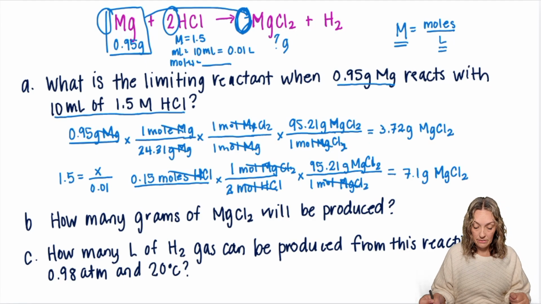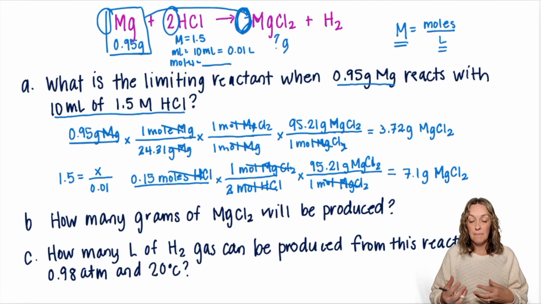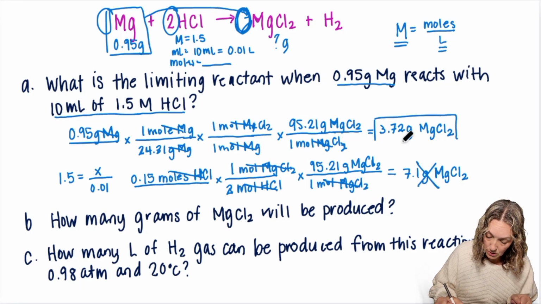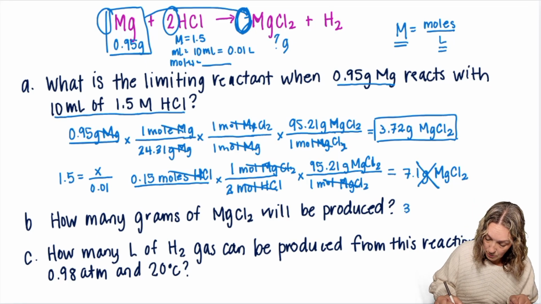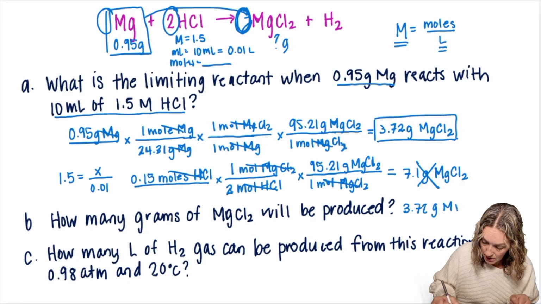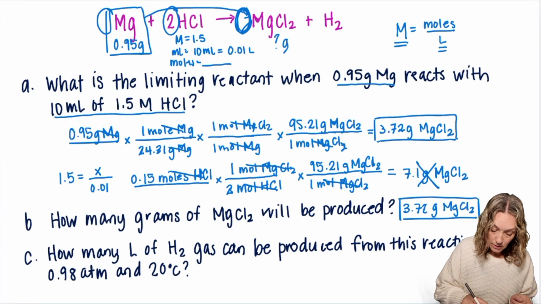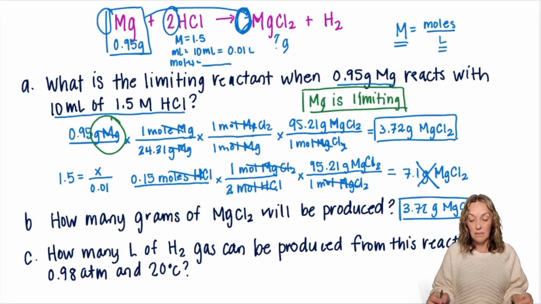of MgCl2. Remember that the limiting reactant, as soon as it runs out, is going to stop making product. That means that the lesser number will always be the correct answer. I will only be able to produce 3.72 grams of MgCl2. It does ask me to identify the limiting reactant, and I know that the starting material that made less magnesium chloride was the magnesium. Therefore, the Mg is the limiting reactant.